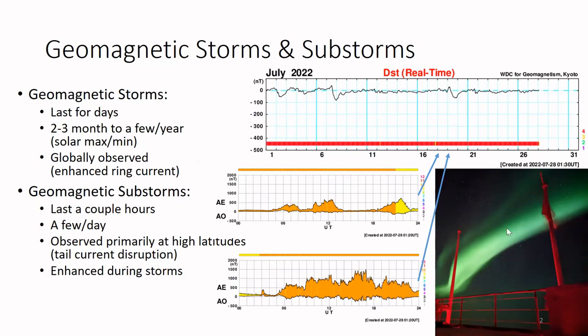And a picture of aurora, because you can't talk about substorms without talking about aurora. This is the currents, the particle populations slamming into the ionosphere and breaking and causing this terrific light show. And that, like I said, is part of what's associated with geomagnetic substorms.